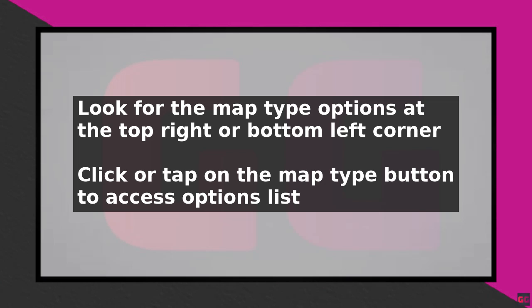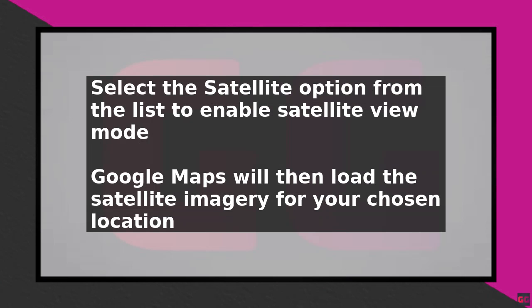A drop-down menu or list of options will appear, giving you the choice to switch between different map types, including satellite, terrain, and street view. Select the satellite option from the list to enable satellite view. Google Maps will then load the satellite imagery for your chosen location, displaying a high-resolution image of the area.